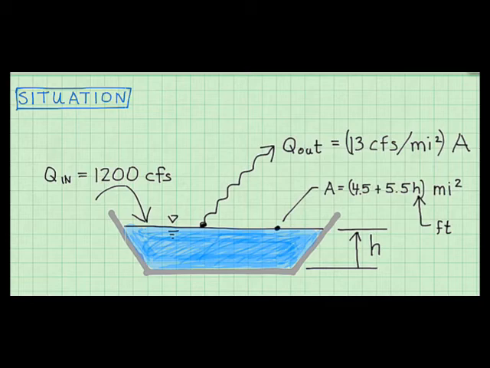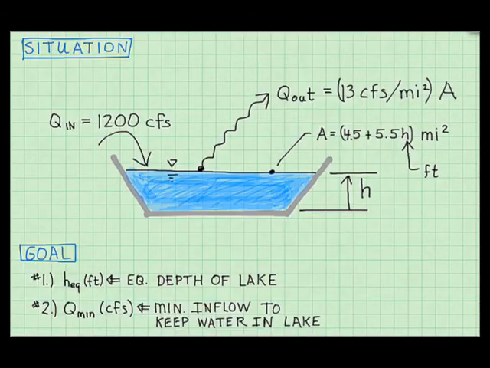I document the situation. The river flow for part 1 is specified as 1200 CFS. The evaporation rate is given by 13 CFS per square mile multiplied by the area A. The area A is given by this formula where the depth h is given in feet. I describe the goal. Goal number 1 is the equilibrium depth of the lake. Goal number 2 is the minimum river flow to keep the water in the lake.